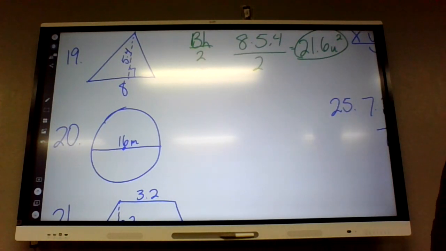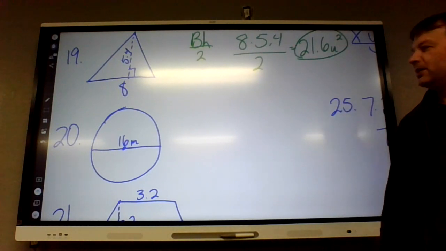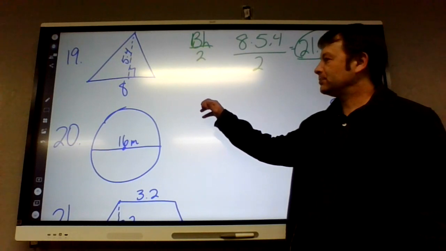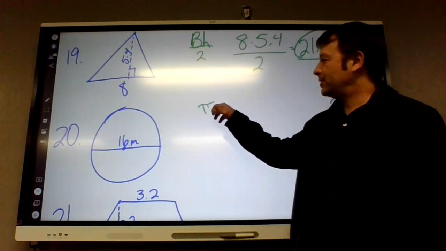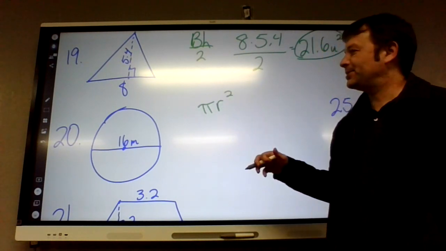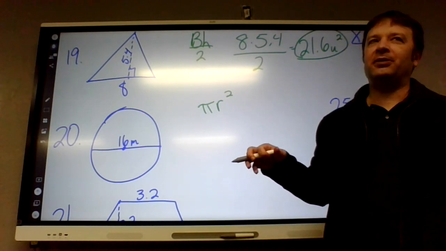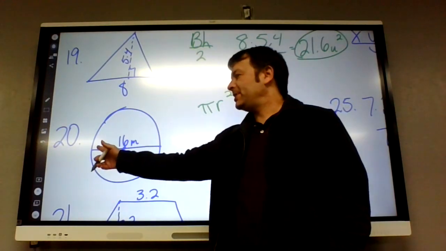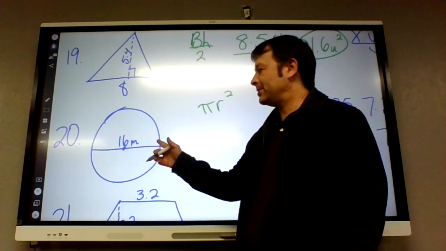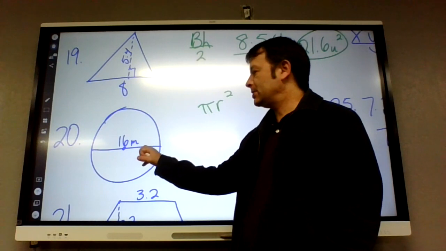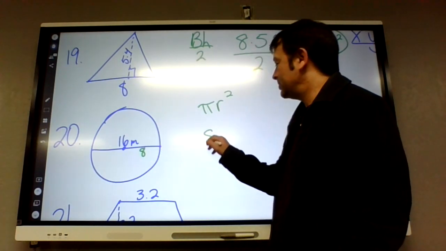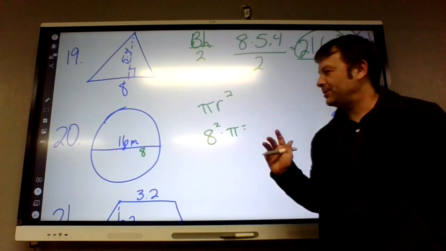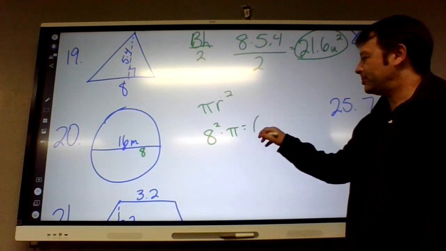What was the diameter again? The long one. So, what's the area formula for a circle? Pi r squared. What is the radius? The diameter is 16, so the radius must be 8. So we have to do 8 squared times pi. I don't really care if you leave the pi in the answer or you multiply it out.